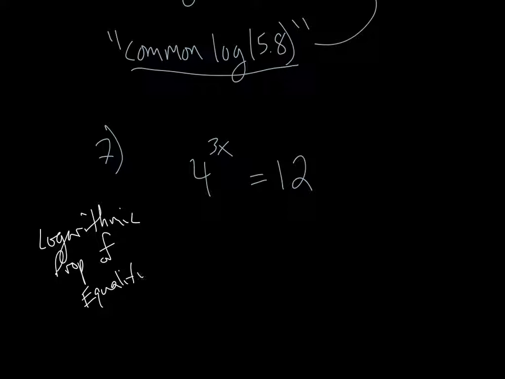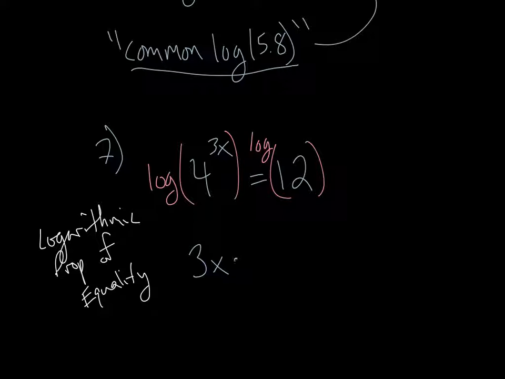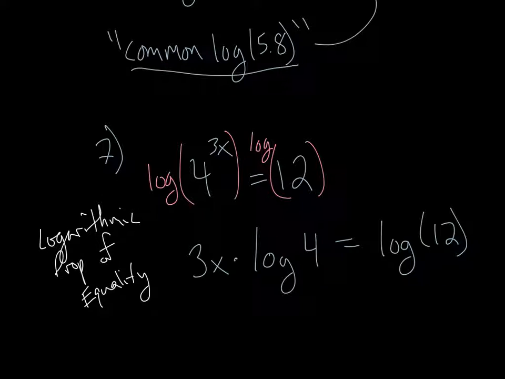If I apply the common log to this side, then I need to apply the common log to this side as well. Now the log base 10 of 4 to the 3x, if you remember the power property, we can just bring this exponent down out front. So it becomes 3x times log of 4, and all that is equal to log base 10 of 12 on the right hand side. Once again, that was just the power property.